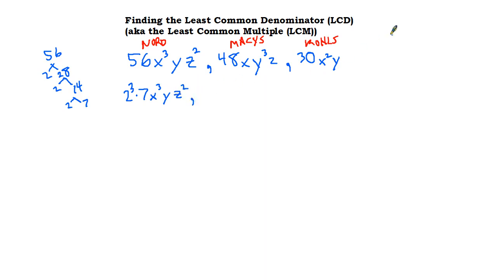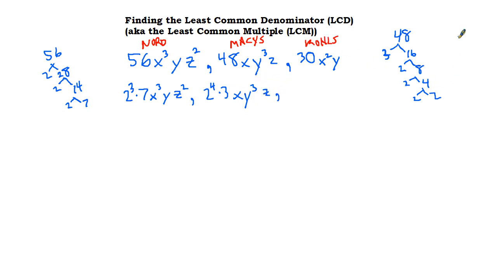And then we'll do the same thing for 48. And 48, let's start by dividing by 3. We then get 16. We then divide by 2, we then get 8. Divide by 2, we get 4. Divide by 2, we get 2. We now have 2 to the fourth power times 3. And then x, y cubed, z.